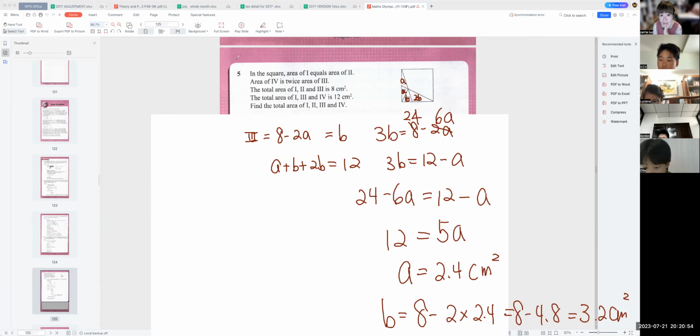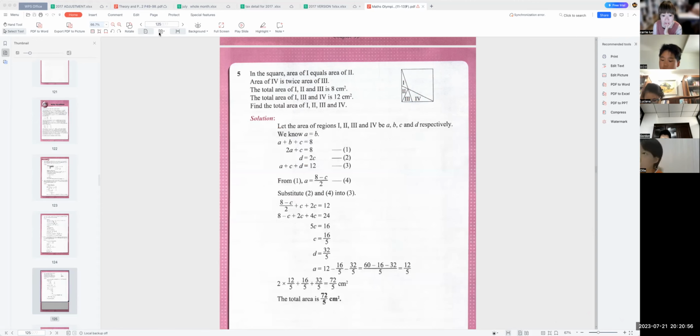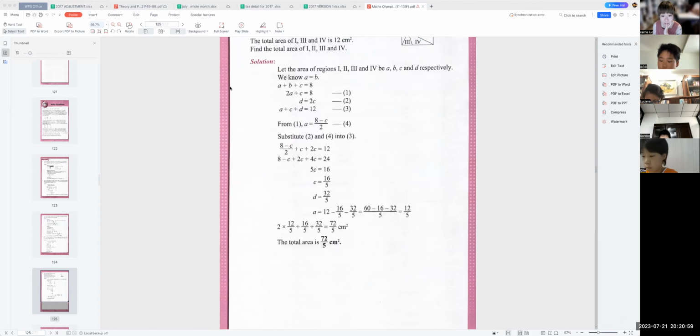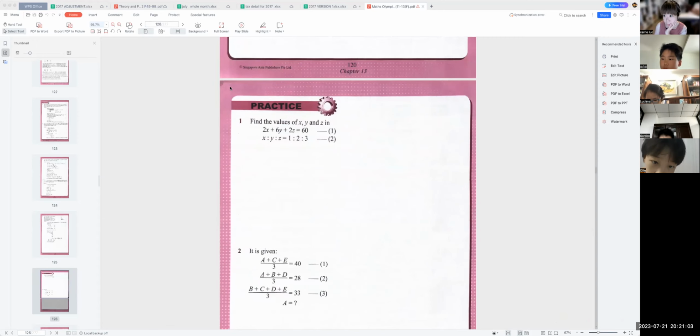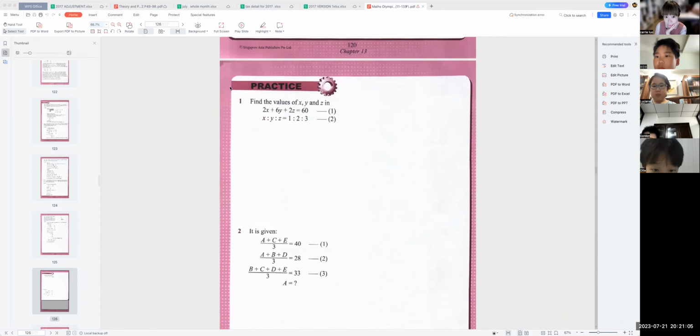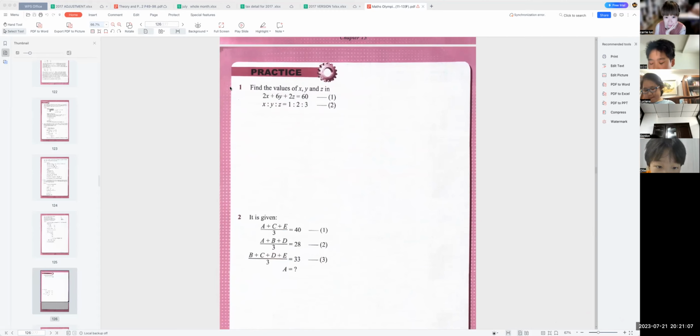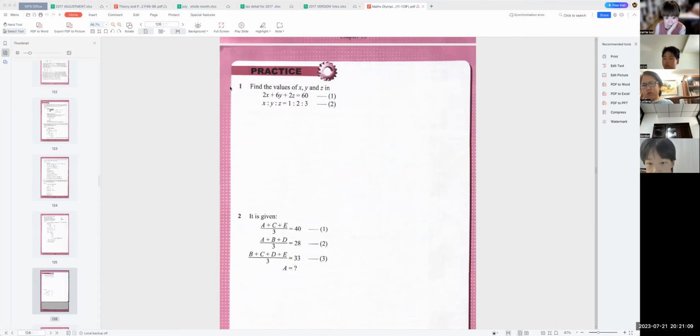Okay, so let's just move forward, okay? So let's take a look at this one. So we're moving forward to the practice, okay? So find the values of x, y, and z. We know 2x plus 6y plus 2z equals 60, and x, y, z, the relationship is 1 to 2 to 3. Okay, so how to do this question, everybody? 3 minutes, and your turn.